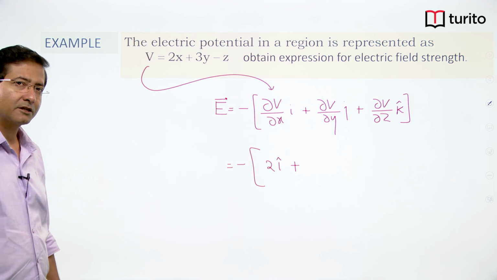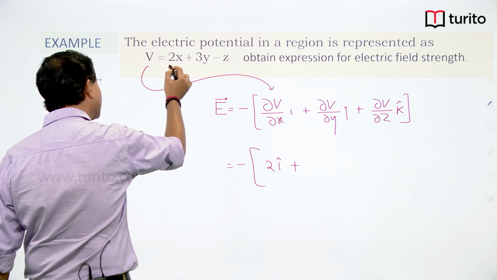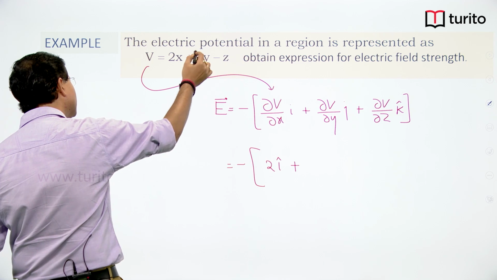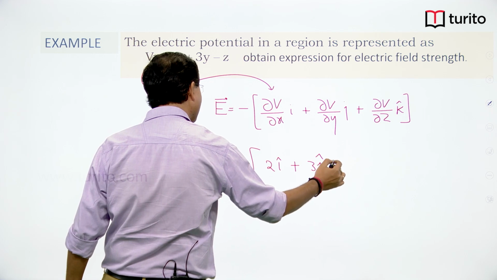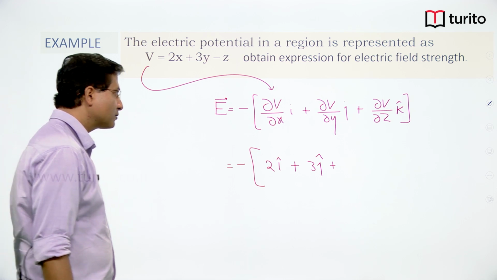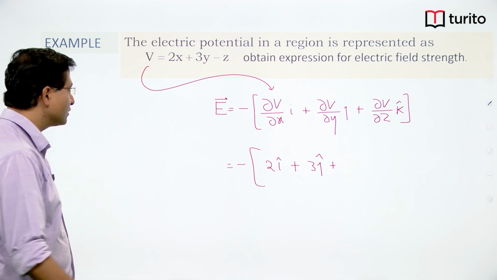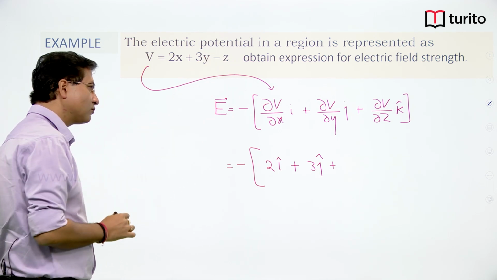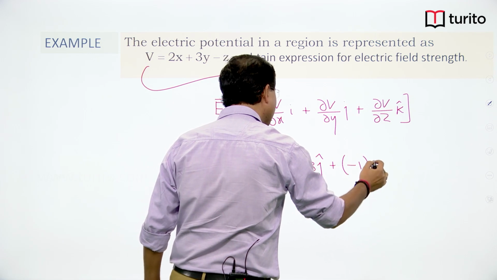Now I want to differentiate with respect to y. So if I want to differentiate with respect to y, I need to consider x and z constant, partial differentiation. If I consider x and z constant, differentiating the whole expression with respect to y will give me 3 j cap plus. Look at the last one. With respect to z, now we need to differentiate. So to differentiate with respect to z, now these two are constant and differentiation of z to the power 1 is 1 with minus sign, here minus 1 k cap.